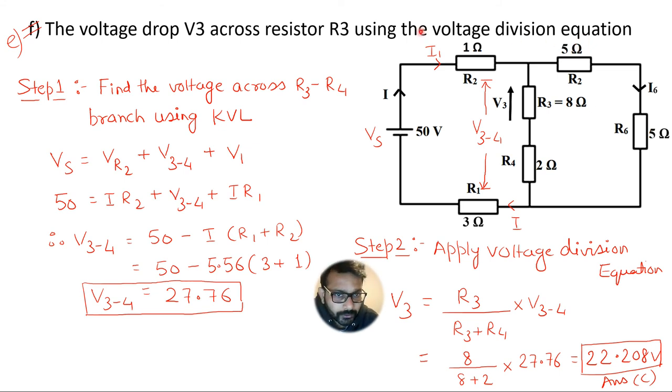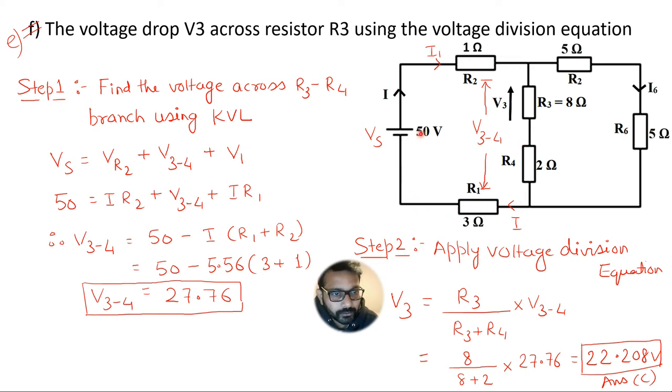To solve this part, we have to follow two steps. In the first step, we have to find the voltage across R3 and R4, across this entire branch with R3 and R4. So I will consider the first loop. I'm calling this the outer loop, and I will call this the inner loop, or the first loop.